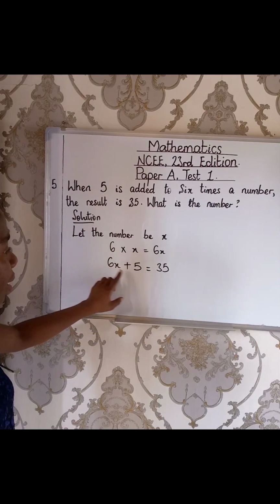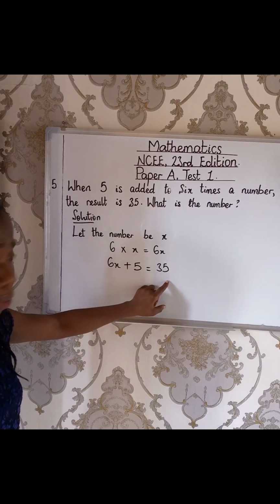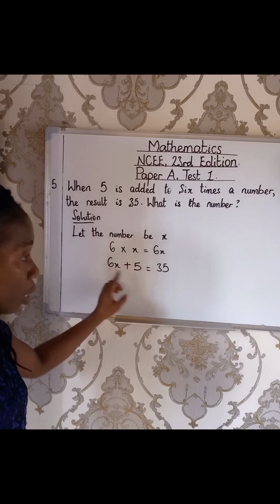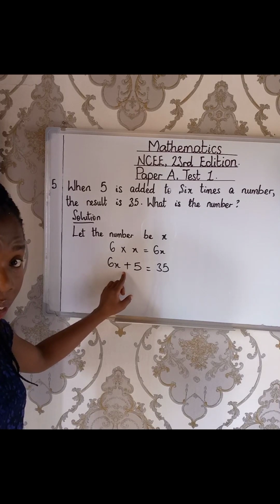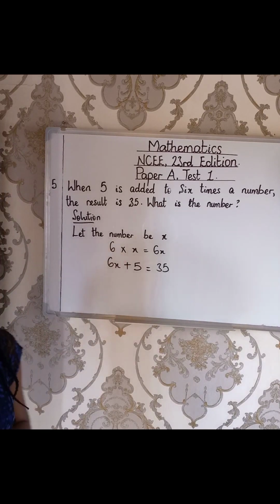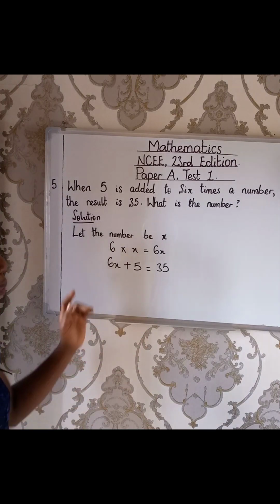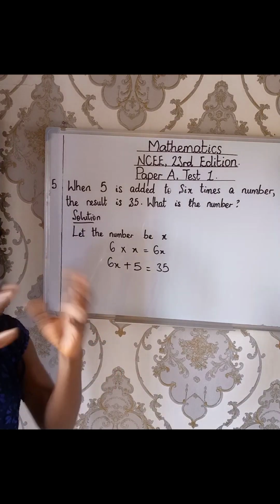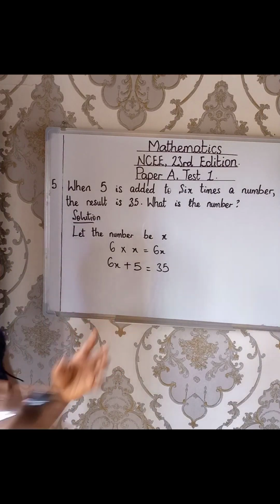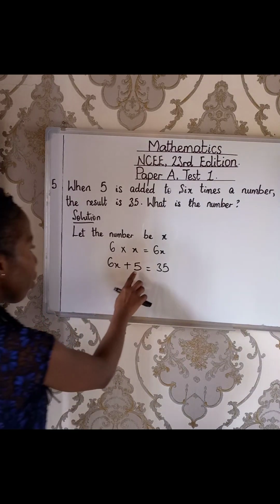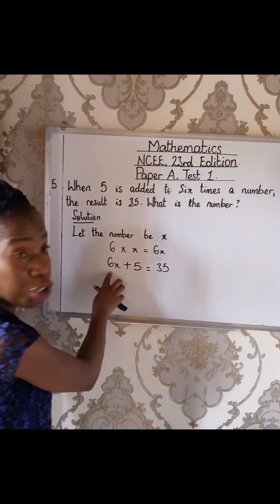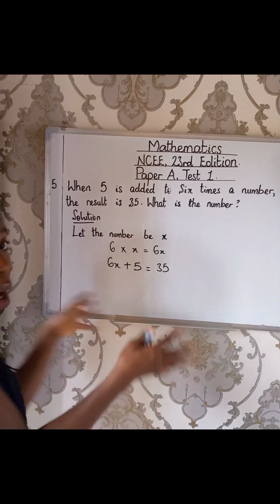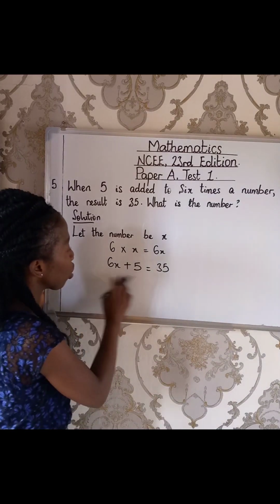Now, 6x plus 5 equals 35. We notice that 5 is attached to 6x with this sign. That's the plus sign. So we start from there. We eliminate 5. So how do we eliminate 5? We eliminate 5 by sending it to the other side, like collecting like terms. We're collecting figures or algebraic terms that are like. This is a number, this is an algebraic term. So we group numbers together and group our algebraic terms together.